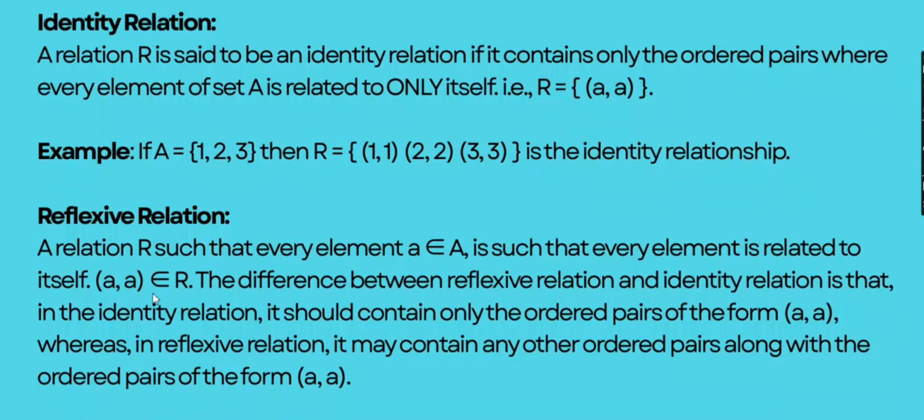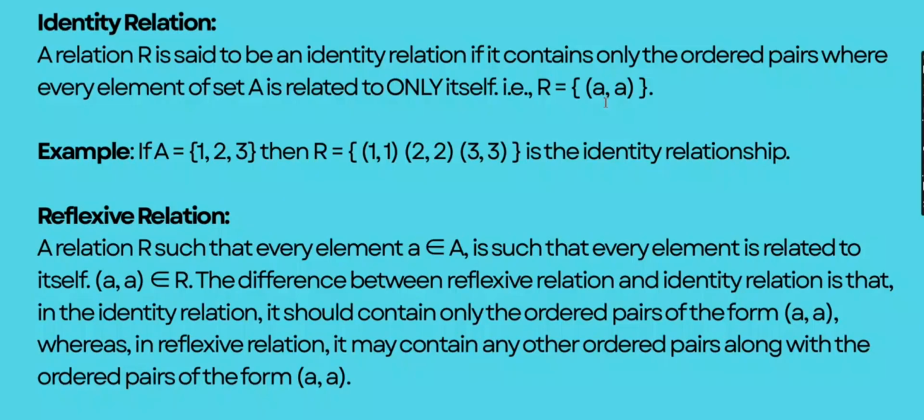The first type of relation that we can make is the identity relation. So what is called an identity relation? The meaning of identity relation is that it contains only ordered pairs where every element of set A is related to only itself. Can you follow? If I have a relation, in that relation there will be some values like 1, 2, 3, 4. Identity relation is nothing but a value having a relationship with itself.